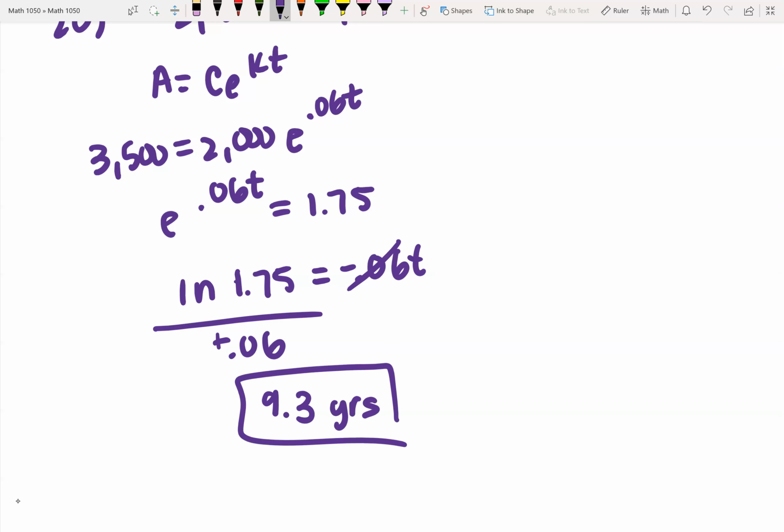Now, it's totally checkable. So take that exact answer, hit store, enter, put it right here, and you better get 3,500. So go 2,000, second, ln, 0.06, memory variable, enter, enter, 3,500. I got it right. Okay, check your answers.